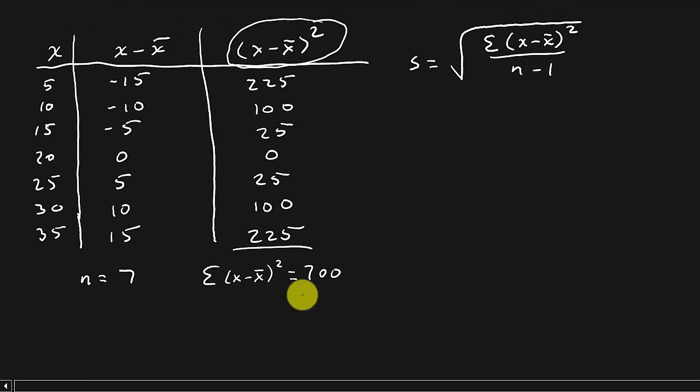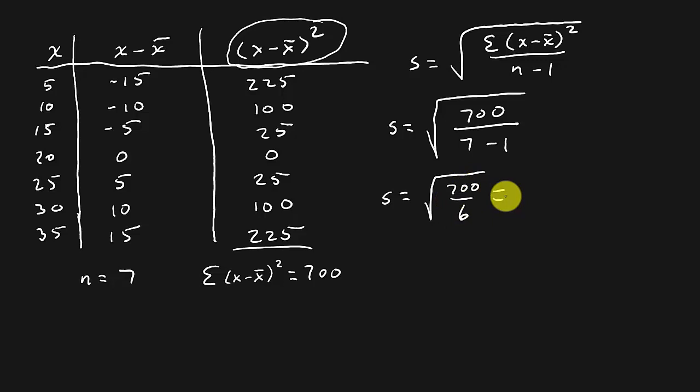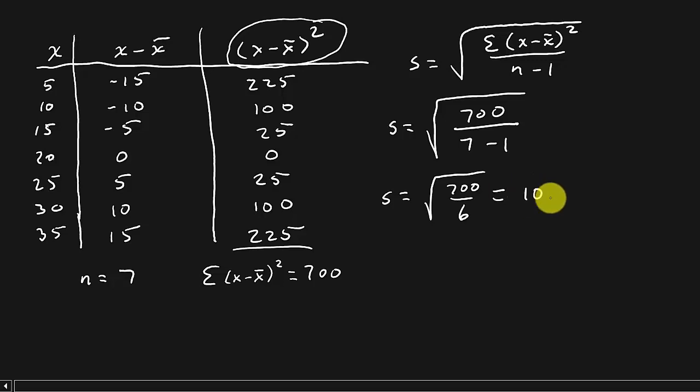All right, so now let's just plug this in. So I get S is equal to the square root of 700. See, that's the sum of x minus x bar squared divided by 7 minus 1. So that is just the square root of 700 over 6. And then if we punch that into our calculator, we get 10.8. And there's your answer. So that's your standard deviation.